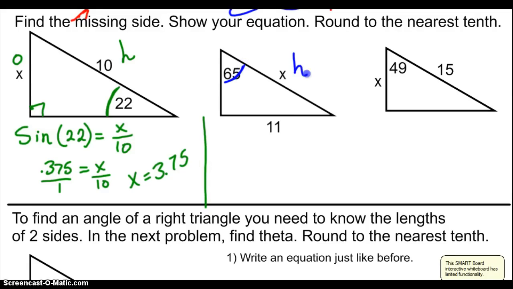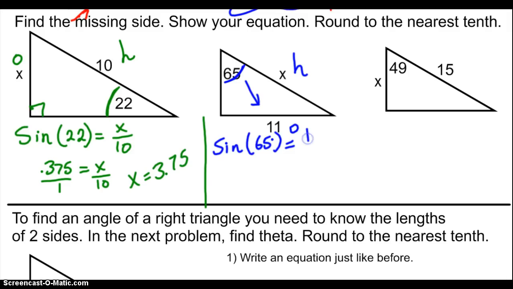Number 2. We've got an angle here that's 65. x will be my hypotenuse, and 11 is across from 65, so that'll be my opposite side. And it looks like we're going to use sine again. We have a hypotenuse and an opposite. So sine of 65 degrees equals my opposite, which is 11, over my hypotenuse, which is x. Sine of 65 turns out to be 0.906 equals 11 over x.